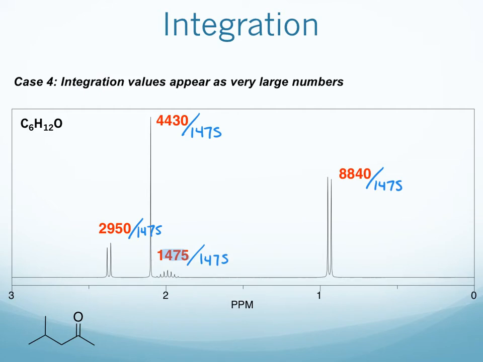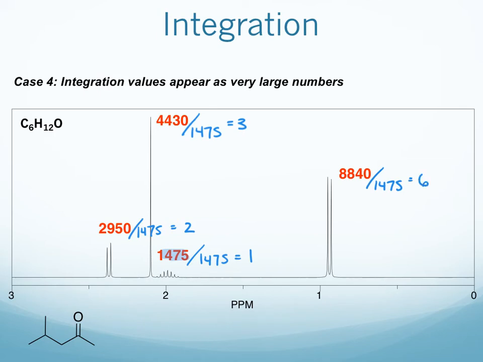This first one that we did, of course, is easy. That just equals 1. The second one here, the most downfield signal, divide that out, we get 2. The third one, we get 3. And then the fourth one, we get 5.99, which rounds up to 6.